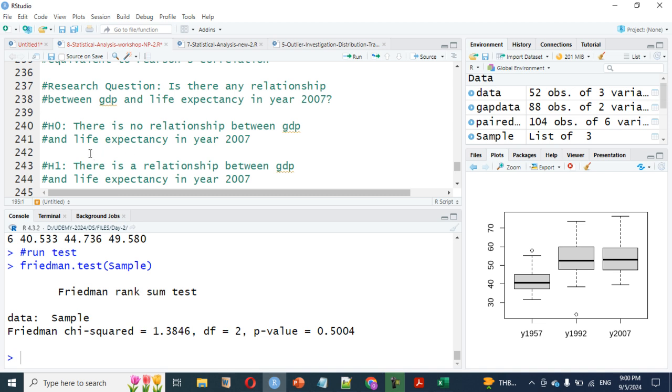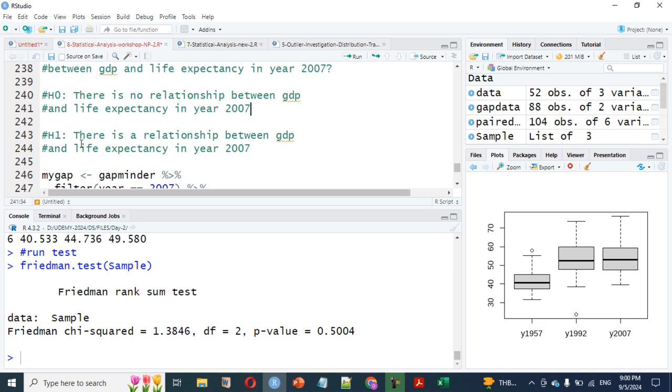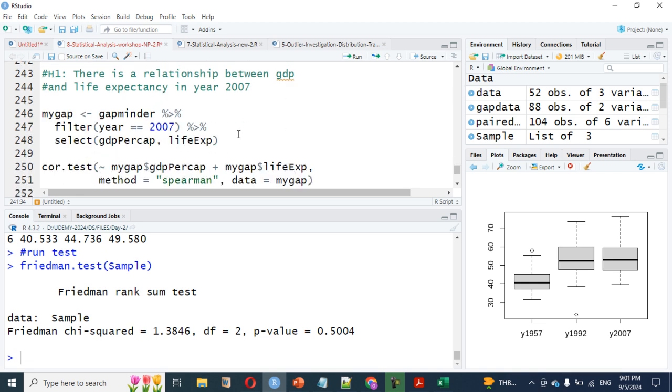All right. Let's say we have our null hypothesis: there is no relationship between GDP and life expectancy in that year. Or the alternative: there is a relationship between GDP and life expectancy in that year. So how do they relate? Is there any relation between GDP and the life expectancy during this year? So we need to filter based on that year. Okay, as usual, we filter.